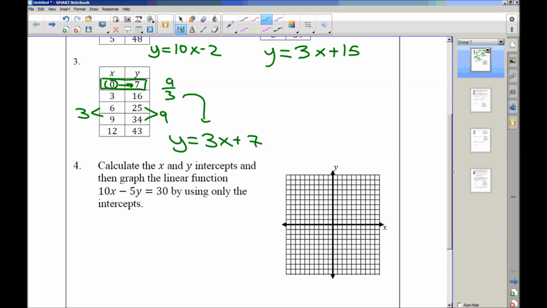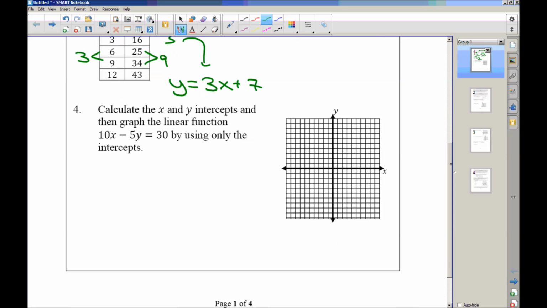All right. Calculate the x and y intercepts and then graph the linear function 10x minus 5y equals 30 by using only the intercepts that we calculate. Our first intercept we're going to find is the x-intercept. Remember, we get the x-intercept by calculating for x when y is 0. So I've got 10x equals 30, and x is 3. So my x-intercept goes right there.